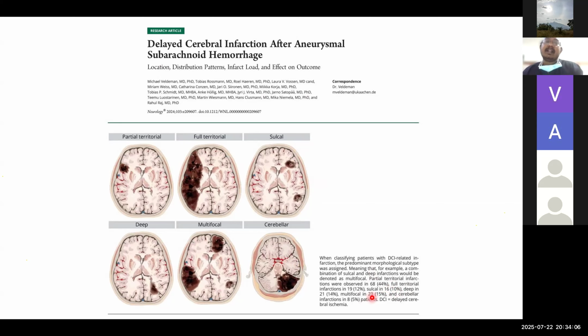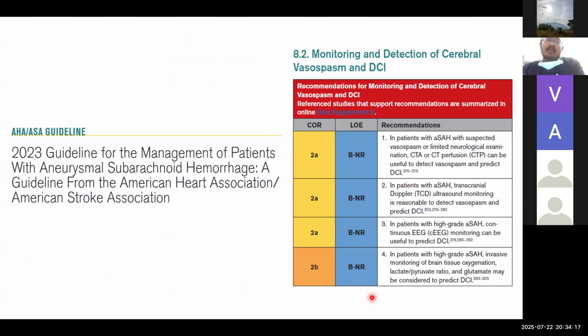So you can say that still a major part of DCI is driven by vasospasm. So it is essential for us to not miss vasospasm in aneurysmal SAH. So what do the guidelines say?